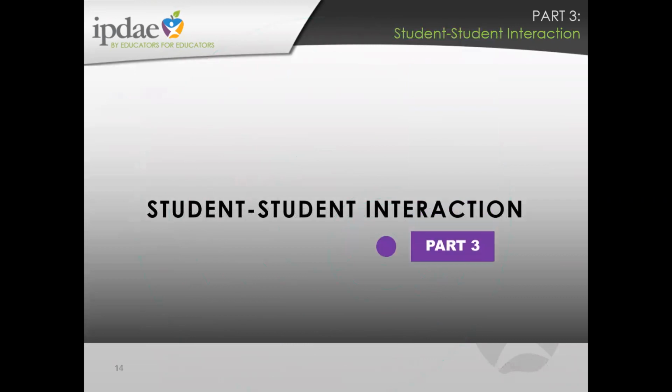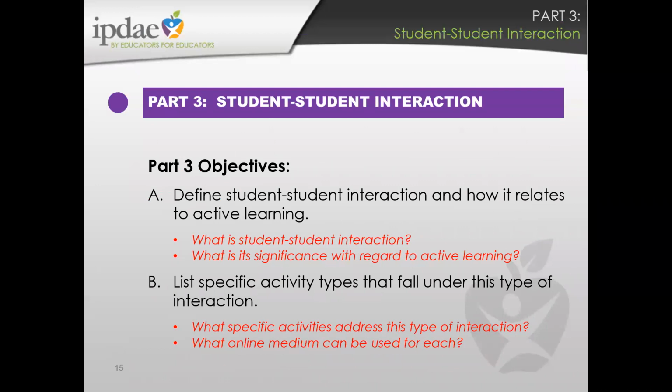Now, let's move on to the next type of interaction, student-to-student interaction. As we take a more in-depth look at this, we're first going to address exactly what it is, along with its significance with regard to active learning. Then we're going to identify the most common activities under the student-to-student interaction. And we'll see how these can be incorporated into your classrooms, okay? And basically, we're just going to look and see what features or what applications you can use to create these types of activities.